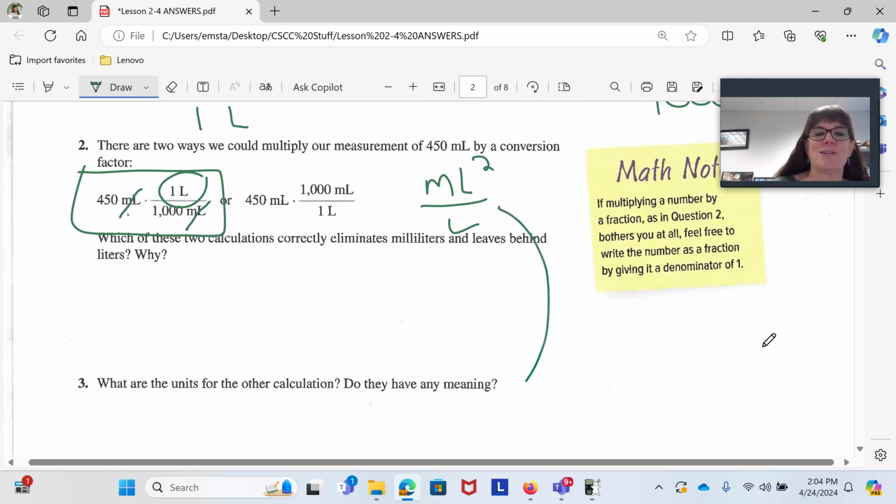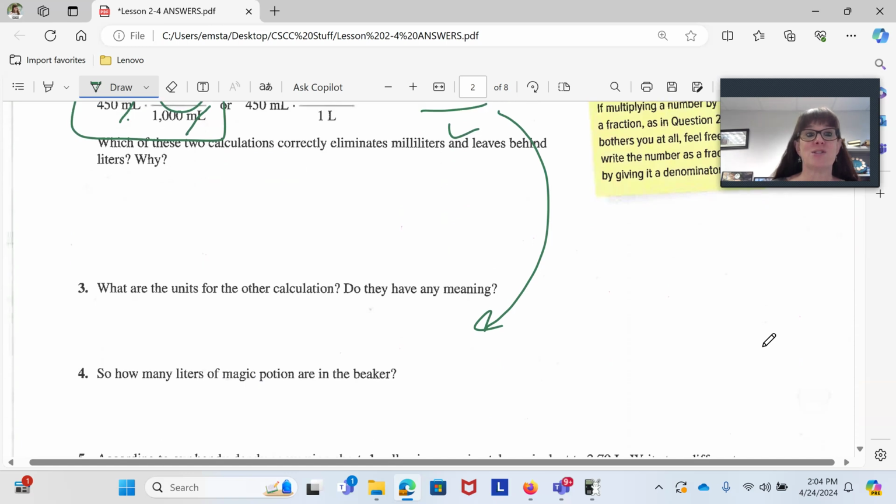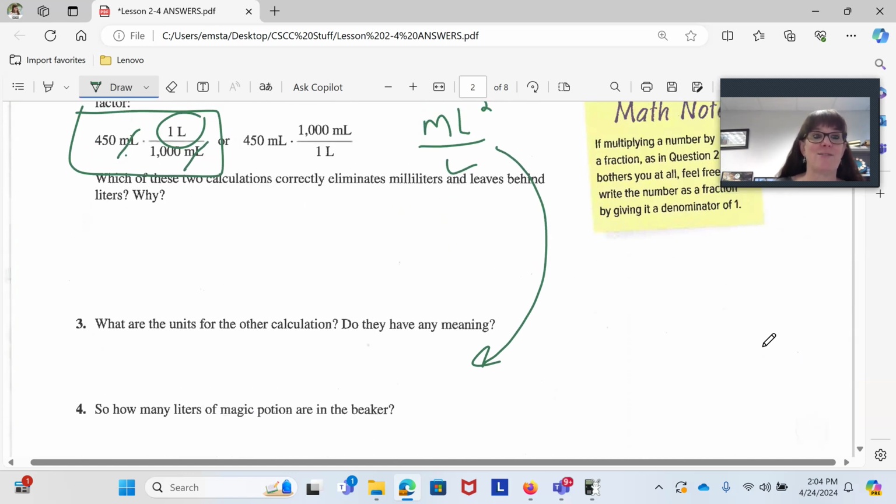We just answered number 3. The units for the second calculation would be milliliters squared over liters, and that has no meaning for anything we know. All right, now they want us to do the conversion that we wrote, the first one that we said was correct.